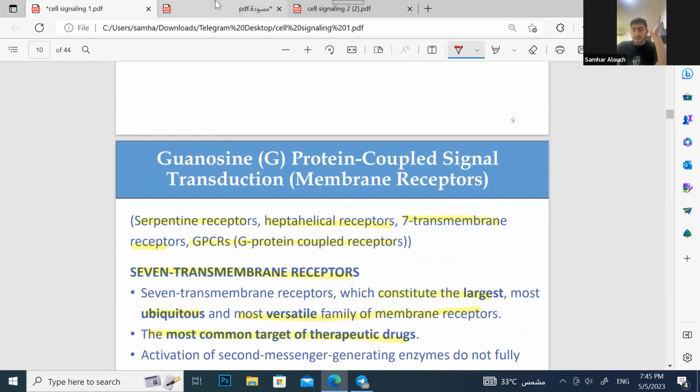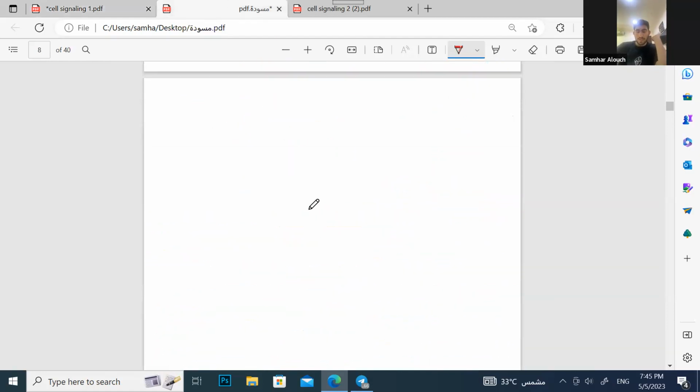So we will start first with G protein coupled receptors. And as I said now, a G protein coupled receptor is a receptor that has a G protein attached to it. I will ignore the slides completely now. I will just draw and explain. Please pay attention and understand. Then at the end, we'll go to the slides again.